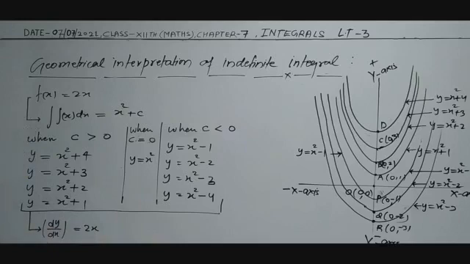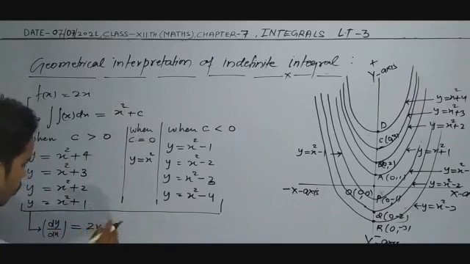It means all the families of parabolas opening in the positive direction of the y-axis have the common derivative. When you differentiate, you get dy/dx = 2x, because the constant term becomes 0. So now, what is its conclusion?